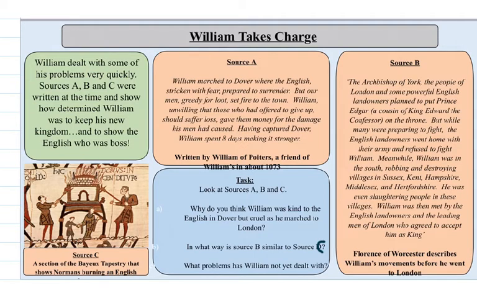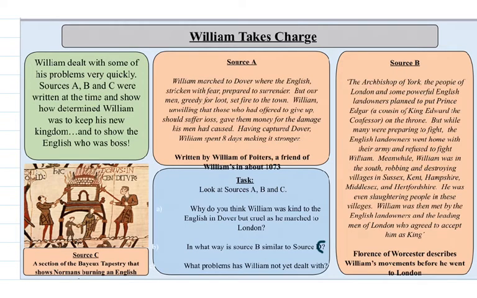So, source A. William marched to Dover, where the English, stricken with fear, prepared to surrender. But our men, greedy for loot, set fire to the town. William, unwilling that those who had offered to give up should suffer loss, gave them money for the damage his men had caused. At the captured Dover, William spent 8 years making it stronger. And that was written by William of Poitiers, a friend of William's, in about 1073. So we're talking about 7 years after the conquering. So he's saying that they went to Dover, people were surrendering, William's men started killing, setting fire and stealing things. William said, sorry, don't do that, lads, and gave them money for the damage.